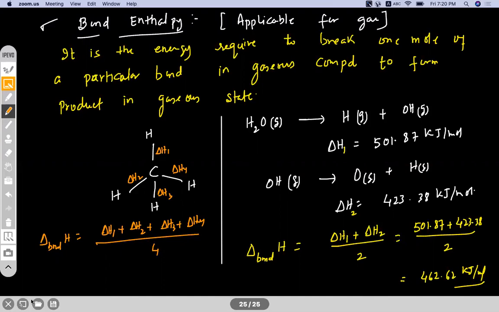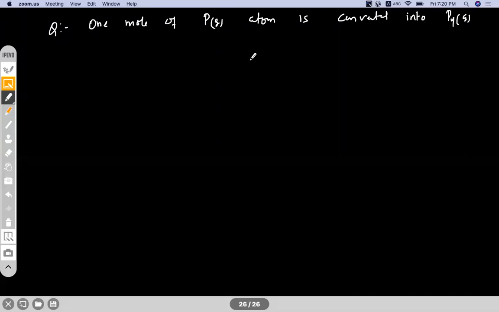Look at this question. The question is, 1 mole of phosphorus gas atom is converted into P4 gas molecule. We need to find out the bond enthalpy in this, delta H. So you see what happens here. Phosphorus gas converts into P4 gas. Balance this equation, you'll get 1/4 over here.